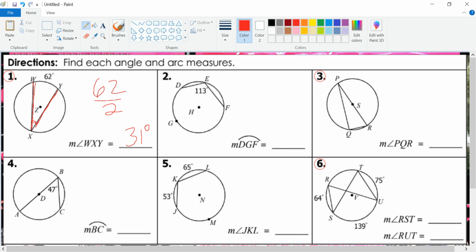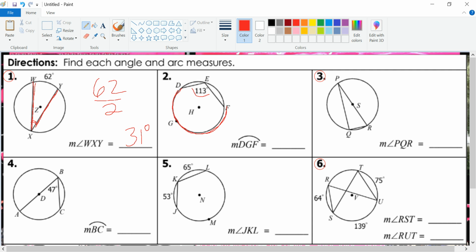On number 2, it's very similar, but you now have the inscribed angle, and you have to find the arc. Don't tell me that this is less than 113 degrees, okay? That's a very large arc, so it's done pretty much the opposite way you did number 1. Give it a try.